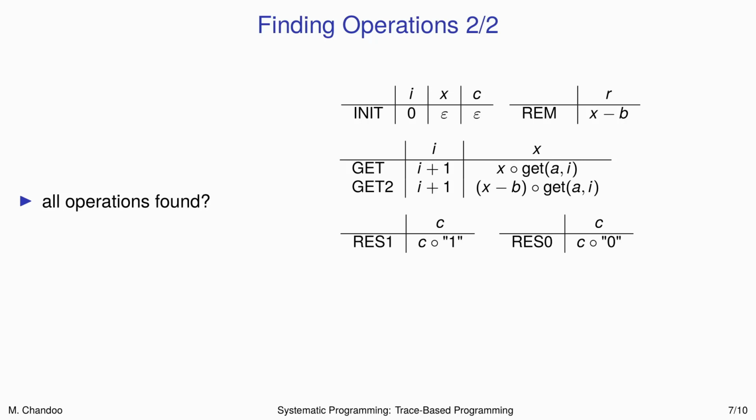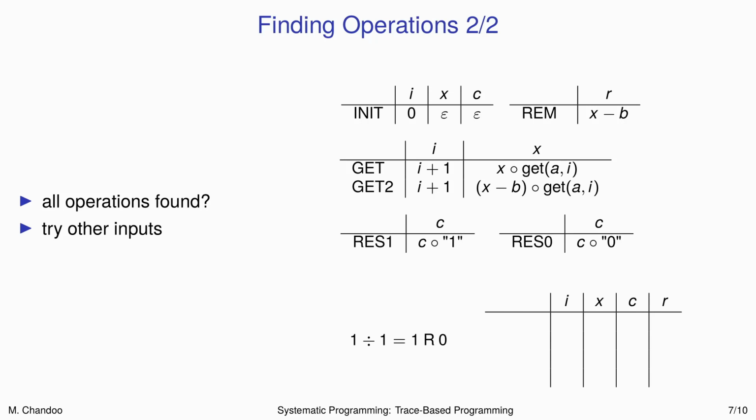But are these really all operations? We can try other inputs and see if the operations that we found suffice to describe them. For example, 1 divided by 1. We start with init, then get to get the next digit, write a 1 to c, and finally set the remainder at the end. So in this case the operations suffice.